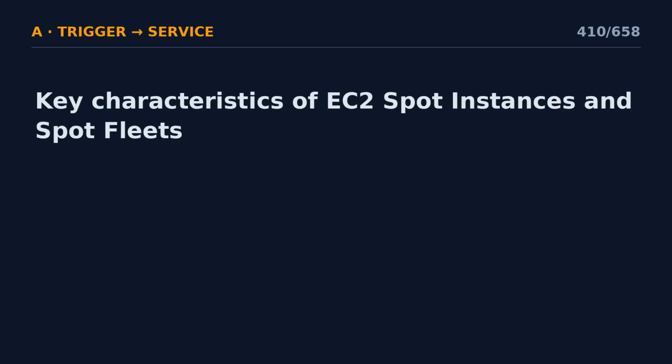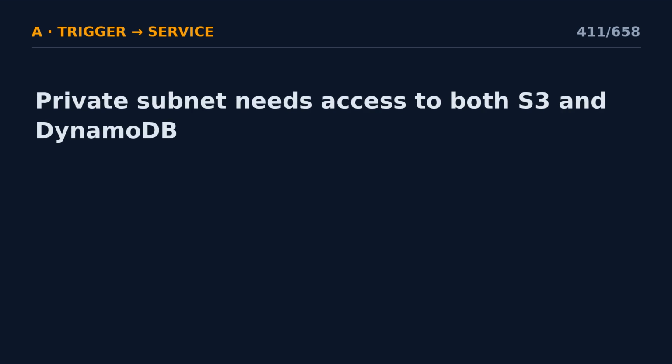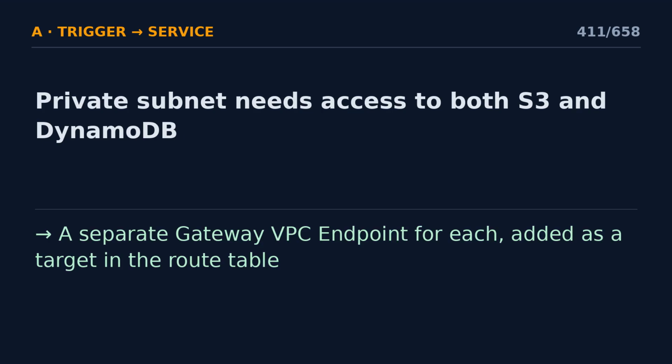Key characteristics of EC2 Spot Instances and Spot Fleets. Answer: Spot is cheap, interruptible capacity. Spot Fleet mixes Spot with optional On-Demand up to target capacity. Private subnet needs access to both S3 and DynamoDB. Answer: A separate gateway VPC endpoint for each, added as a target in the route table.